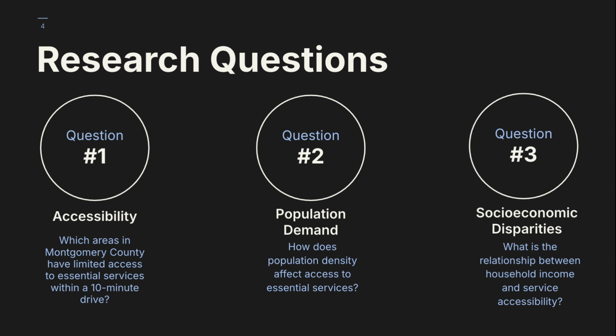Question 2. How does population density affect access to essential services? We wanted to understand if high-density areas, which tend to have larger populations, have enough service infrastructure to meet demand. Question 3. What's the relationship between socioeconomic factors like household income and access to services? This would help me to explore whether lower-income communities are disproportionately affected by limited access to critical services.